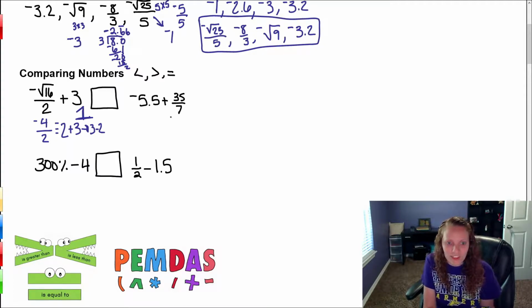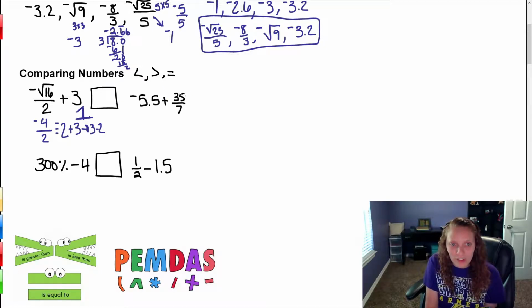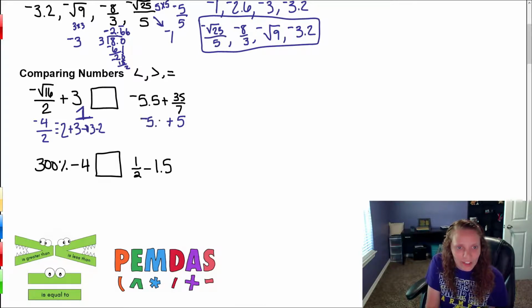Let's simplify this other side. Now for PEMDAS, there are no parentheses or exponents. I don't see any multiplication in this, but I do see a fraction, which means to divide. So we need to do 35 divided by 7 first. Well, 35 divided by 7 is 5. And let's rewrite what we have. So we have negative 5.5 plus 5.